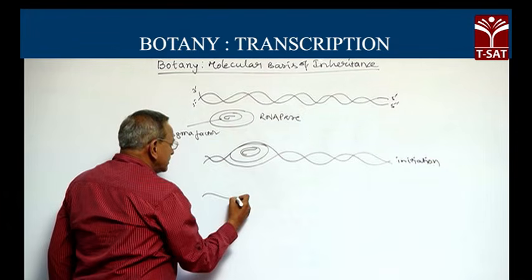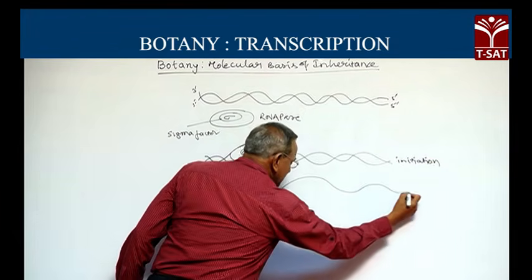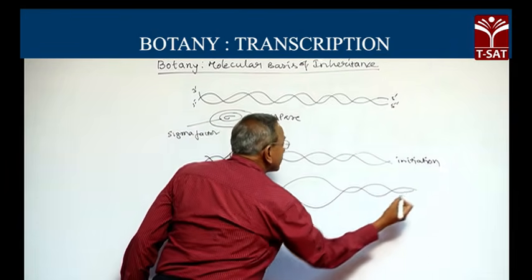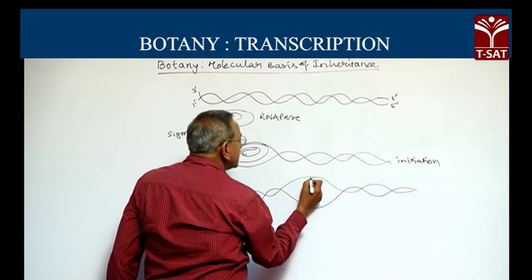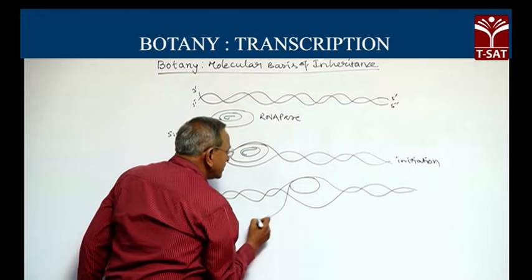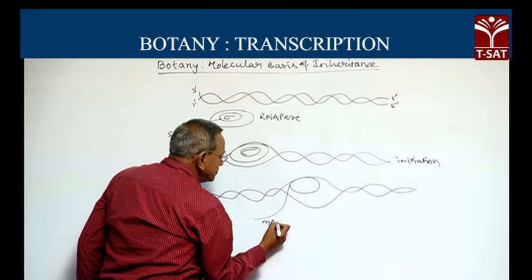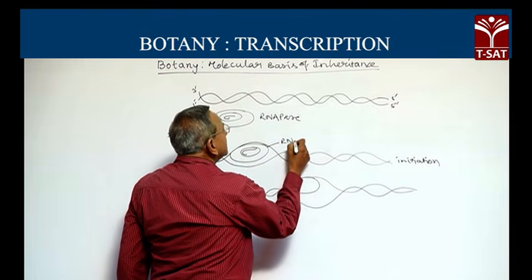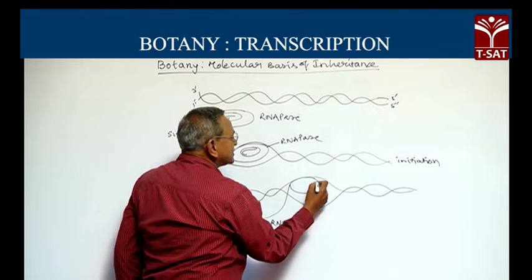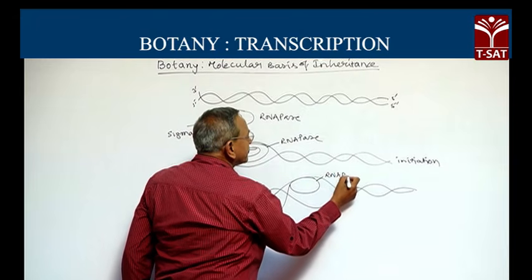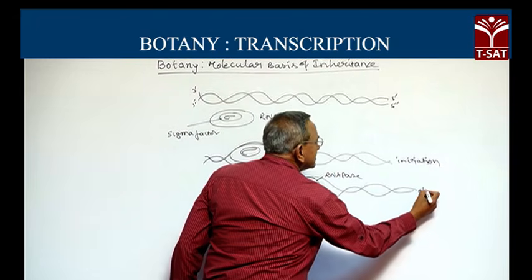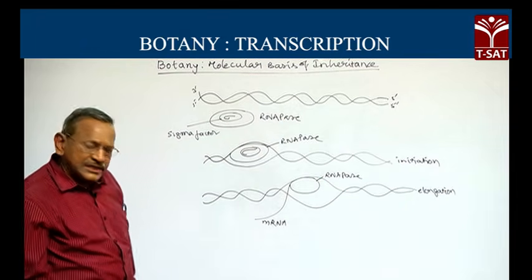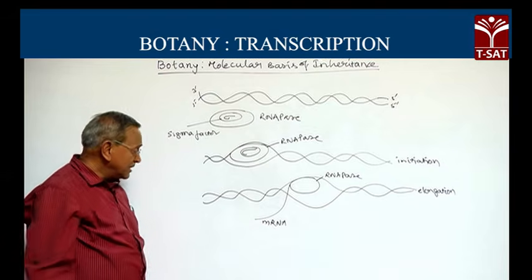Then the process will continue. This is newly formed mRNA and this is the RNA polymerase. This is elongation performed by the RNA polymerase on its own.